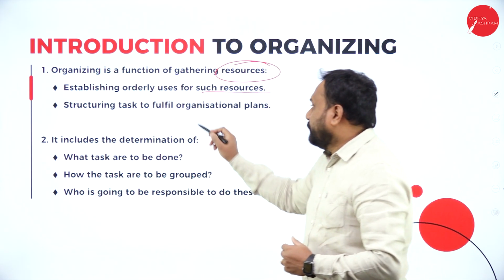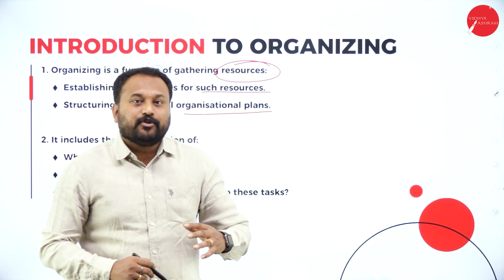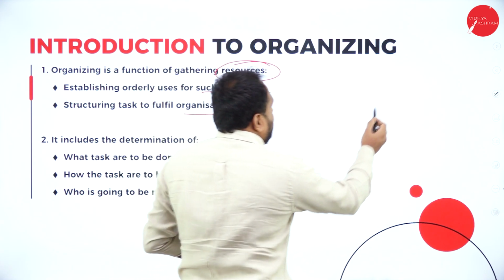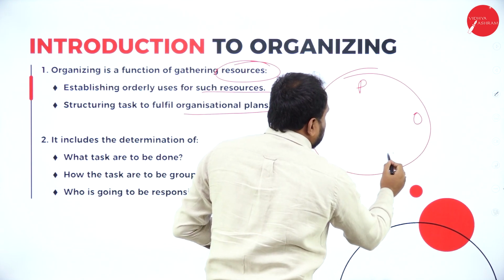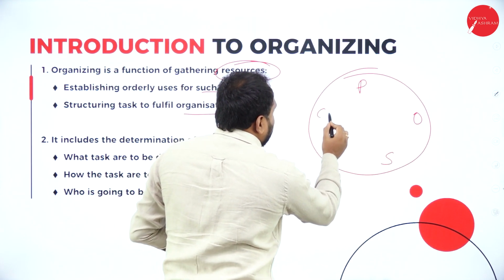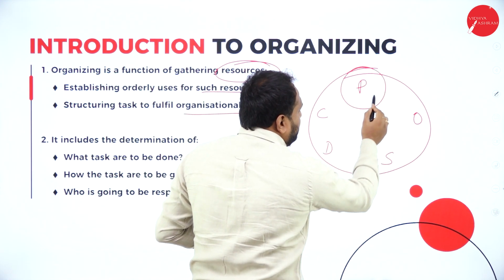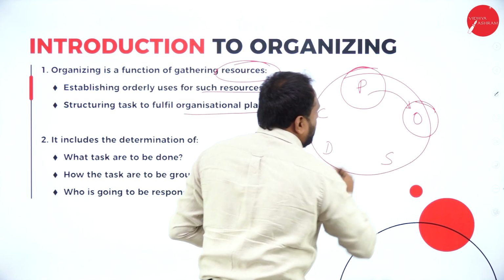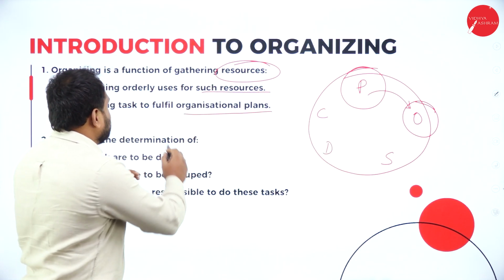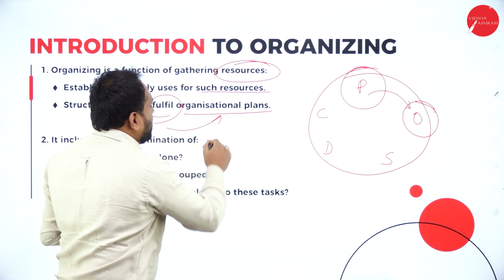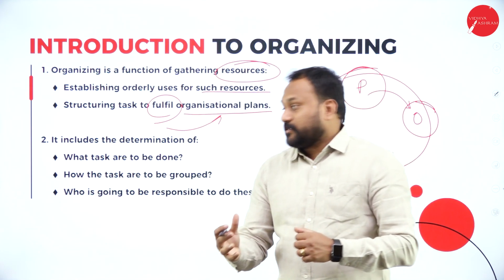Structuring tasks to fulfill the organizational plan. I told you, isn't it? Whenever we go for organizing, the functions of management are planning, organizing, staffing, directing, and controlling. The top level management goes with planning. After that, the second function is organizing. When we go with organizing, we need to fulfill the organizational plan. That's the reason we gather the resources.